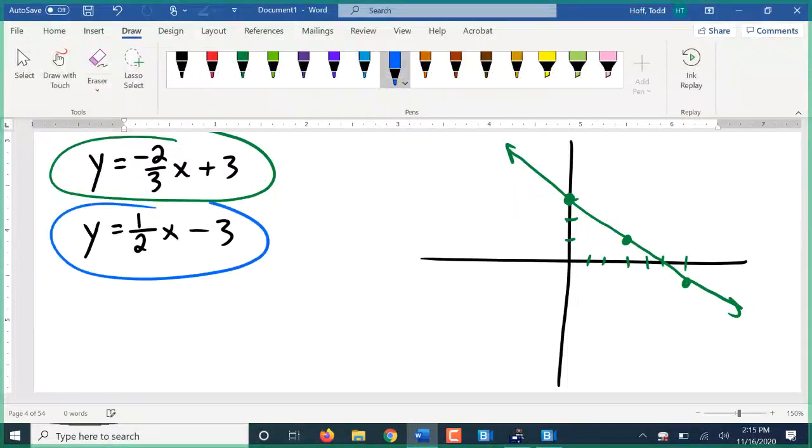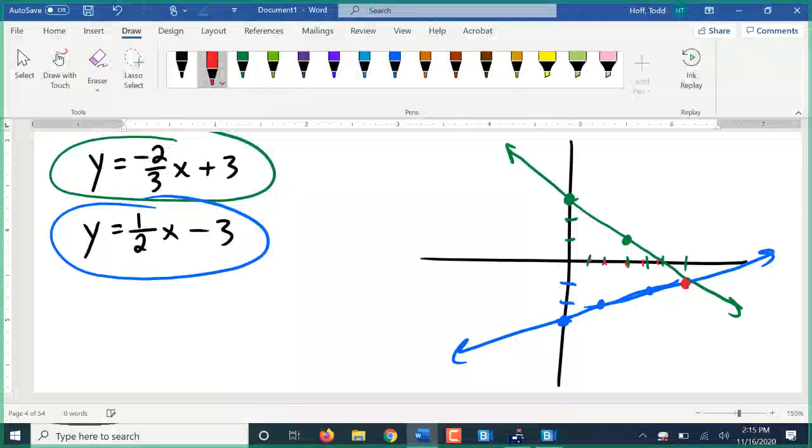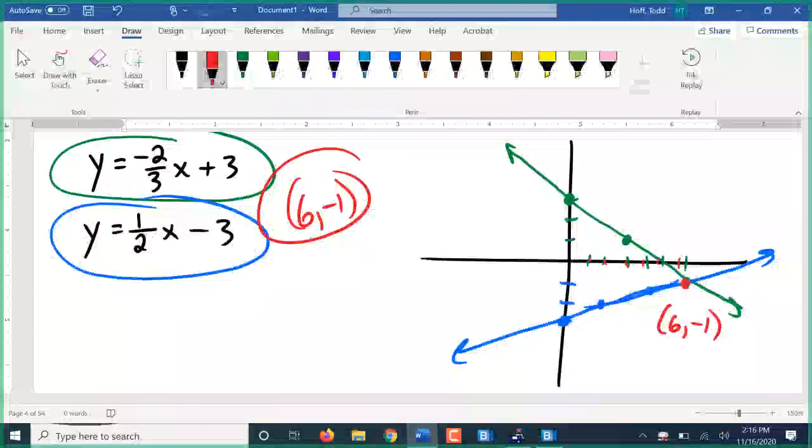The second one I'm going to do in blue. We start at negative 3. From there, we go up 1 over 2. I'll do it again. Up 1 over 2. And one more time, up 1 over 2. Notice I'm just continuing to do the slopes until I come up with points that hit the other line. And I find this coordinate here is 1, 2, 3, 4, 5, 6, negative 1. So that point, (6, negative 1), is a solution to that system of equations.